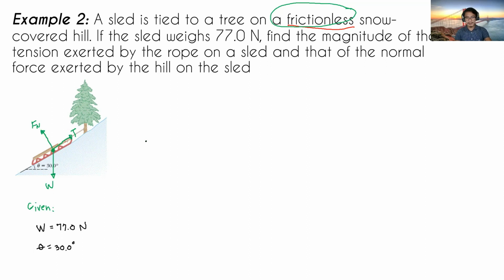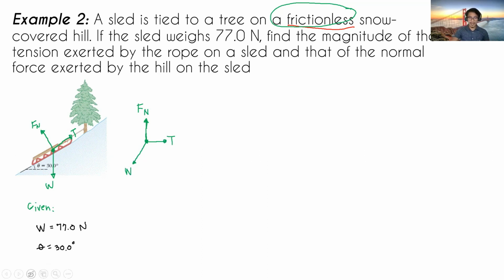So this is the sled, for example. We just rotate it to make it easier. Fn is directed up now. This is our Fn, and then our tension is to the right. Then our weight, because it was slanted, is slanted too. This is our weight.